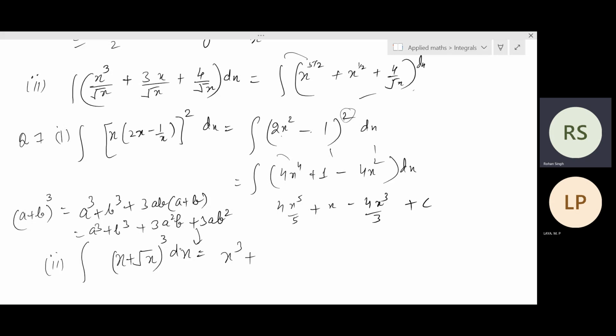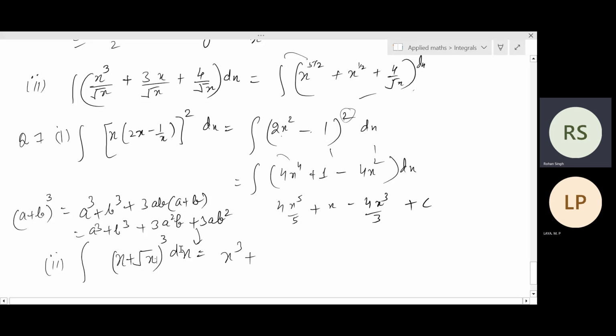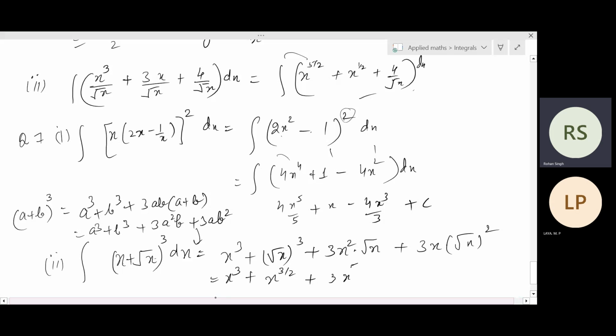3 by 2, right? We can write x raised to the power 3 by 2 as a cube. So let's write this: square root of x cube, and then we have plus 3a square, so a square means x square, and then b means square root of x. Then 3ab square, so 3a means x and b means square root of x, and then we have to square that. So we have x cube, and then this is x raised to the power 3 by 2, and then 2 plus 1 by 2 is 5 by 2, so 3x raised to the power 5 by 2, and then this is 3x square.